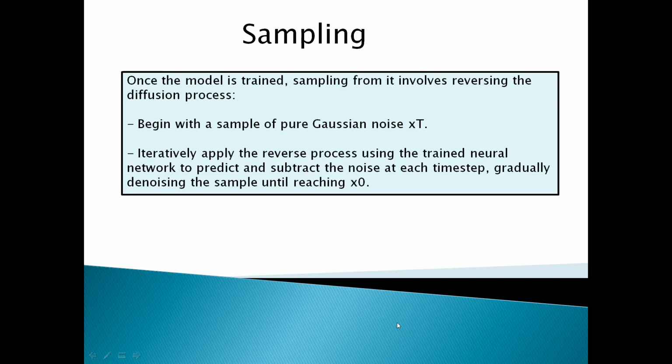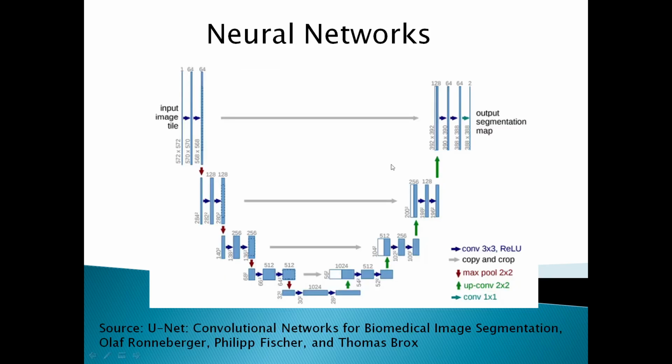Sampling is the process of generating new data from the learned model. Starting from random noise, the reverse diffusion process is applied iteratively to transform the noise into a sample from the data distribution. This involves drawing samples from the learned reverse distributions at each step. One of the most used neural network models for image diffusion is the UNet model, which allows us to generate images of the same size as the input image.